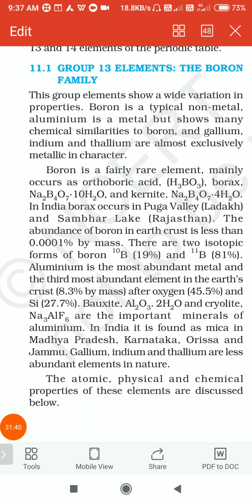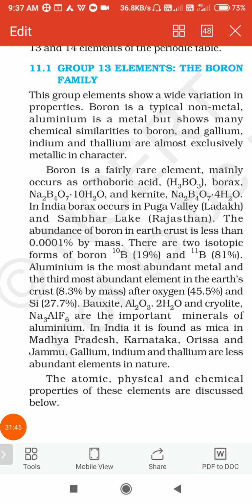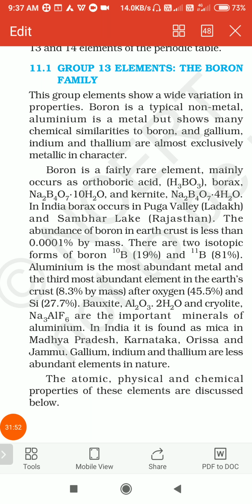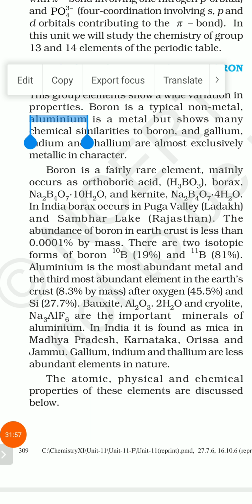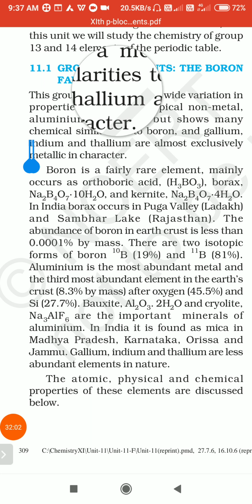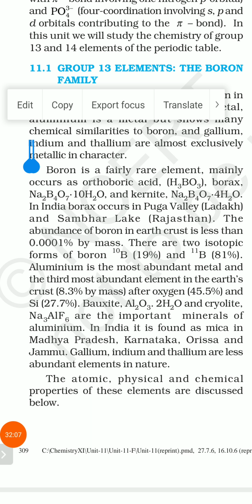Boron is a typical non-metal, and aluminum is a metal but shows many chemical similarities to boron. Aluminum belongs to the same group: boron, aluminum, gallium, indium, thallium. All these elements are the boron family, the 13th group elements.